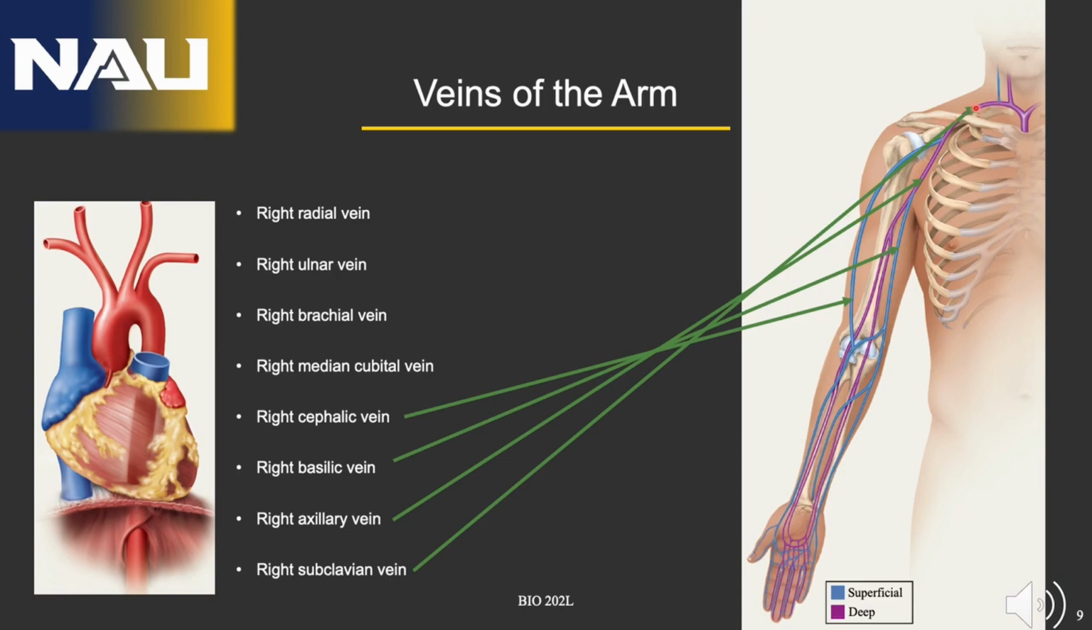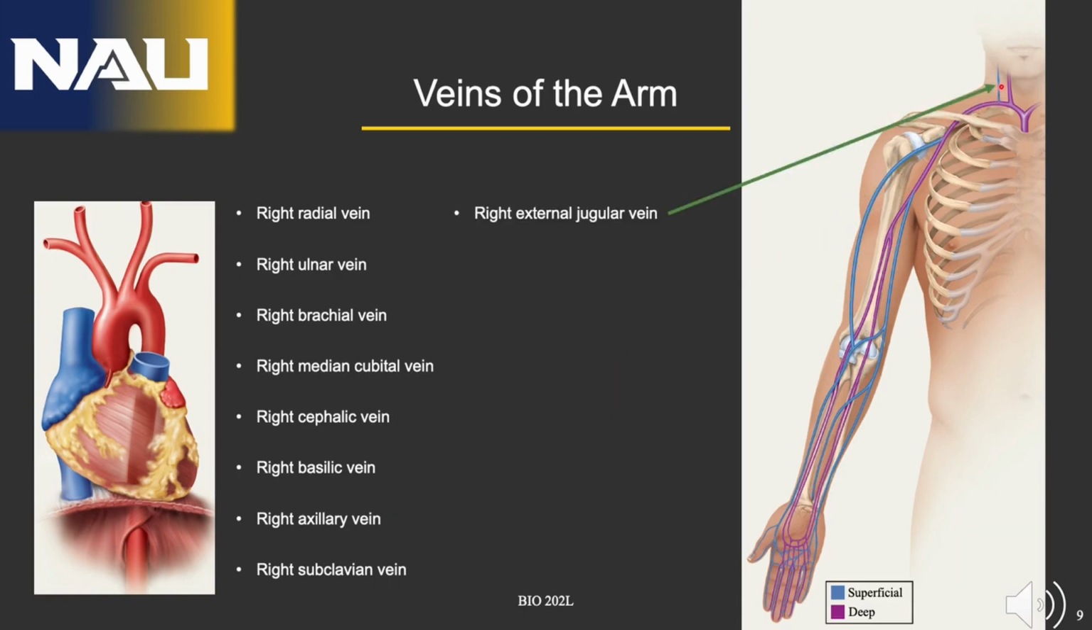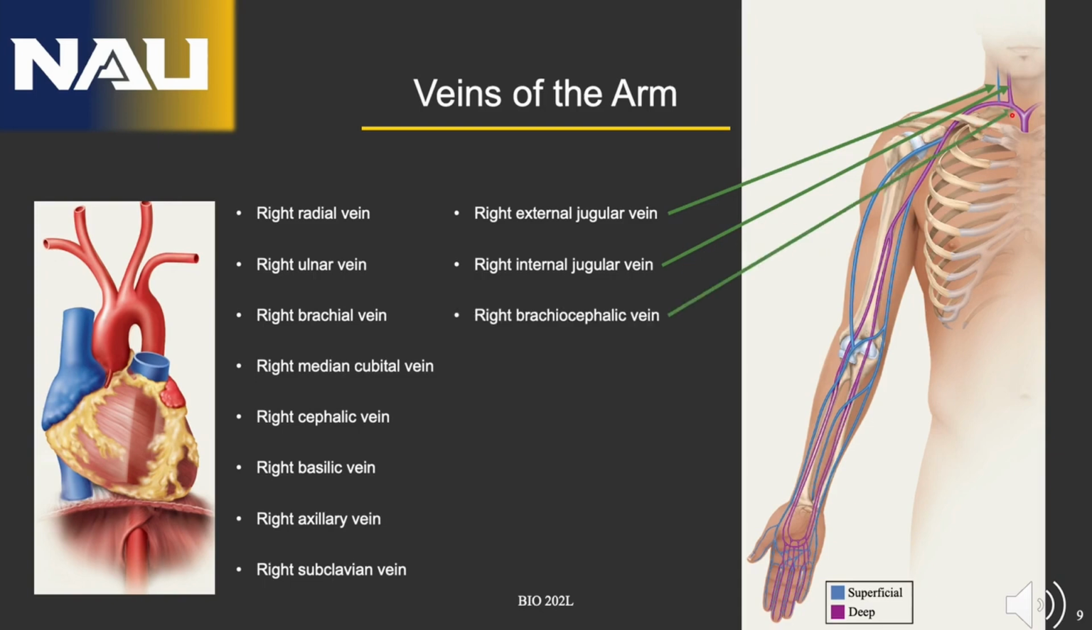Next, we have the external jugular vein here. That drains blood from the scalp and face. The external jugular vein merges into the subclavian vein. Additionally, it is important to note the right internal jugular vein. This vein drains blood from the brain, neck, and face, joining the subclavian vein to form the right brachiocephalic vein.